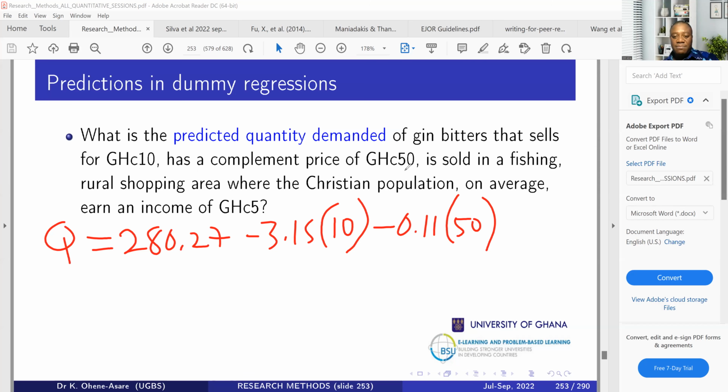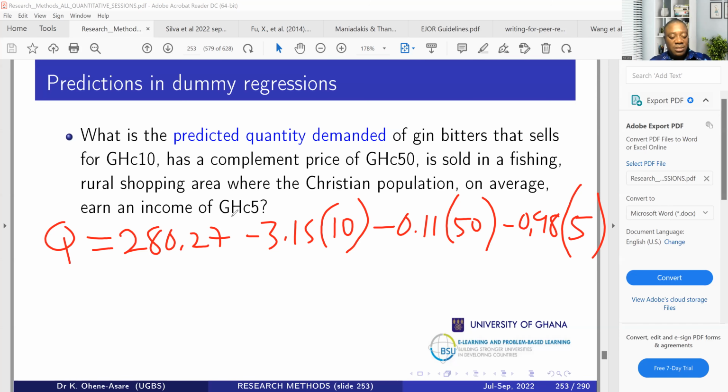The next is income. If you check your write-up, you'll notice that income is actually minus 0.98. So you write minus 0.98, but instead of income, you were given the income. How do we know? Well, you didn't get it straight away. You were told other things. Then towards the end, you were told that the Christian population on average earn an income of 5 cedis. So you now know that the income M is 5. So you put in the value 5.